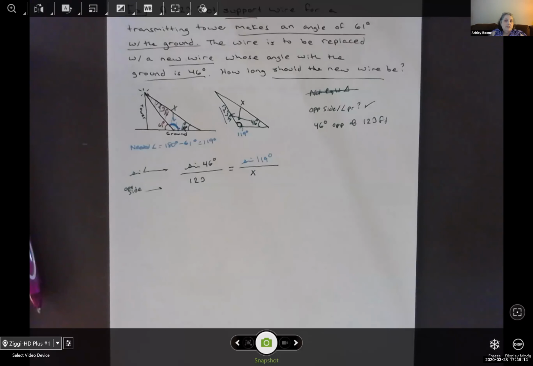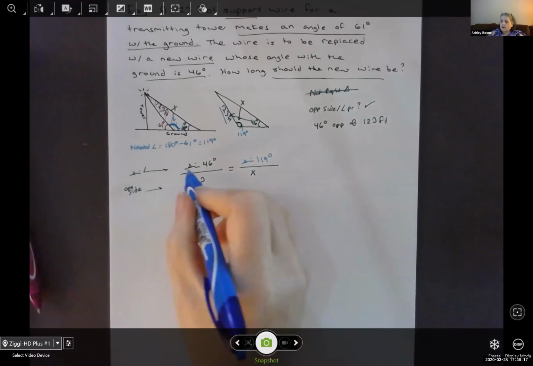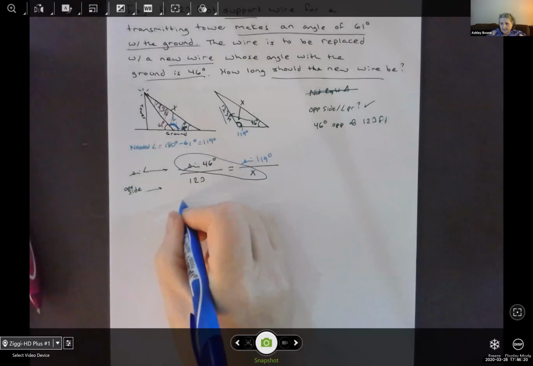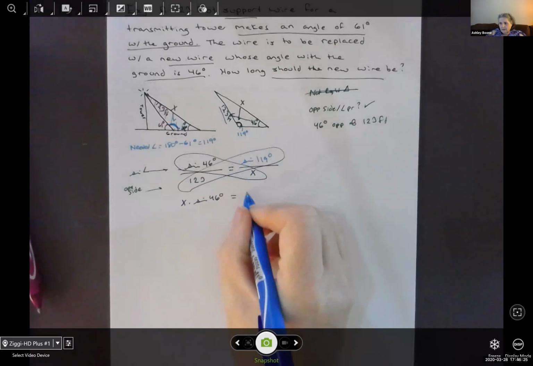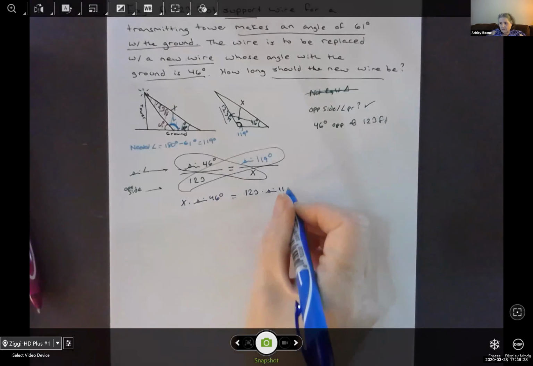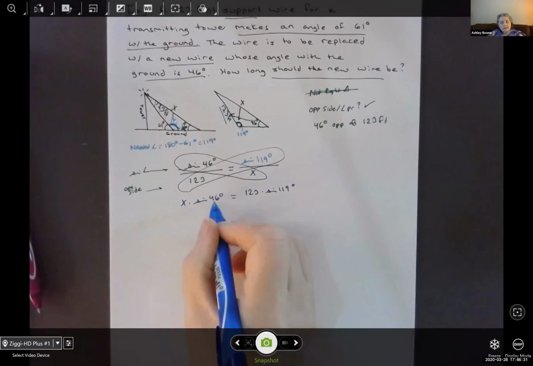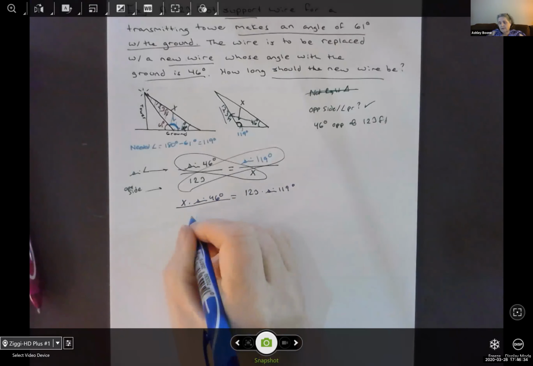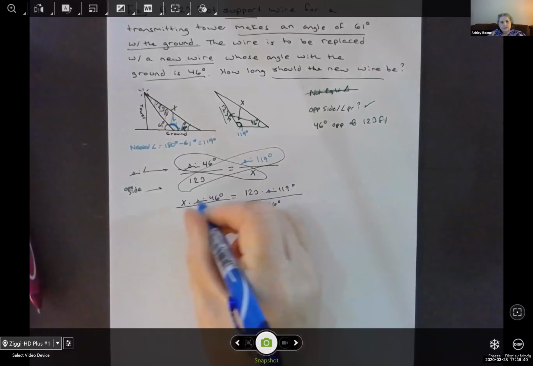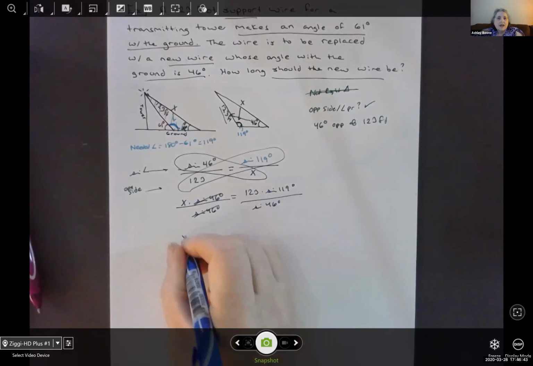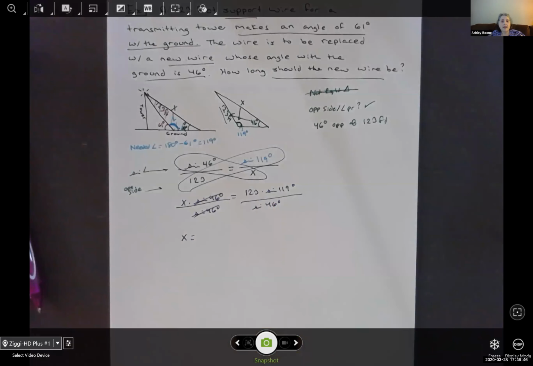And so what can we do here? We can solve. We'll cross multiply. I have X times the sine of 46 degrees equals 123 times the sine of 119 degrees. I'm multiplying by sine of 46, so I'm going to divide both sides by the sine of 46 degrees. So those cancel. So I have X equals, and again, just like the last problem, I'm going to grab the calculator and go 123 times the sine of 119 divided by the sine of 46. Try that in your calculator.